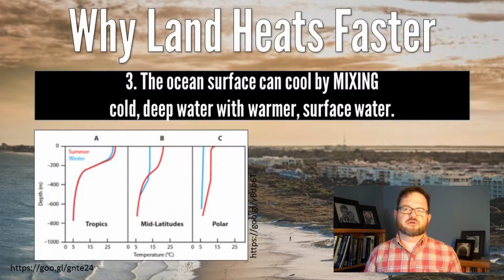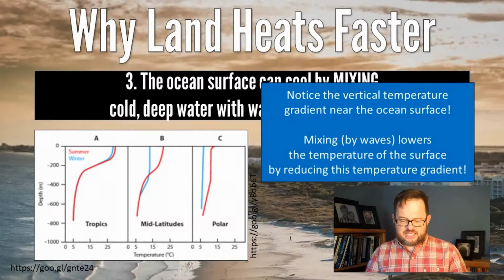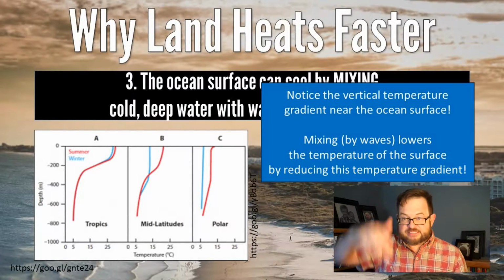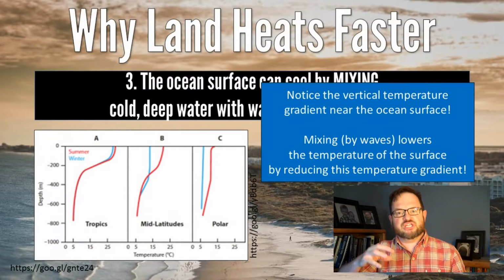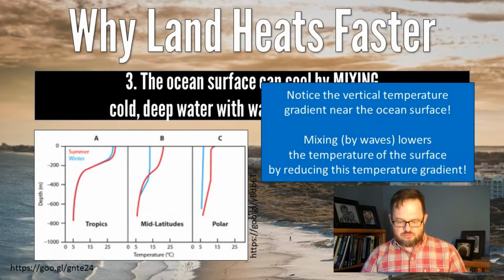The red curve is summer and the blue curve is winter, for 3 different regions of the world: tropics, mid-latitudes, and polar regions. And, just for illustrative purposes, let's focus on the tropical one, although this would work at any of them. But what you see is there's this big vertical gradient of temperature. Over a distance of a few meters, there's a big change in temperature, with the warmest water at the surface and getting colder as you go down.